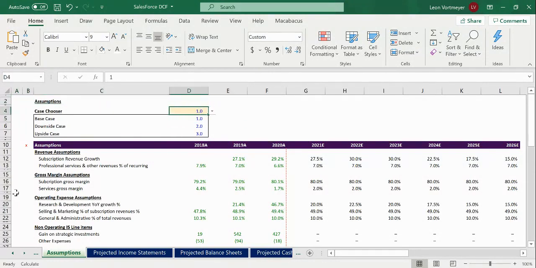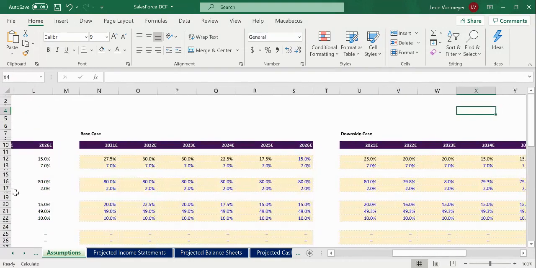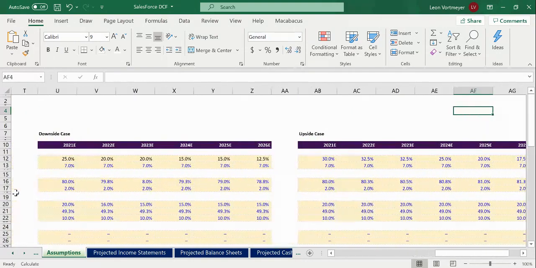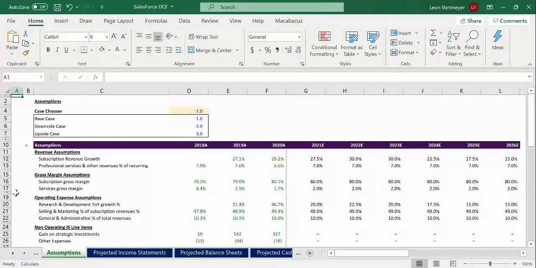And this up here is a simple case chooser with the choose function that can pull in a base, downside, and upside case. Not necessary, but if you want to run different cases, it's an easy way to run different cases with the choose function.